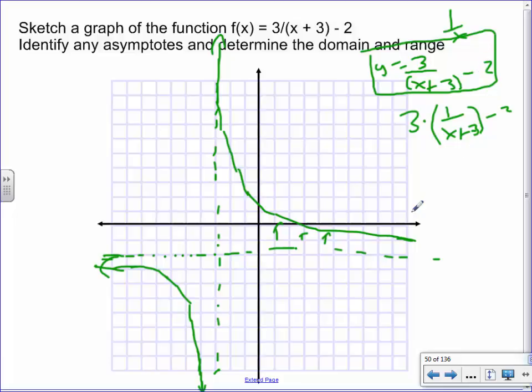So, okay, let's talk domain and range. Let's just keep it to the simple version here. What's the one value x can't be? -3. What's the one value y can't be? -2, right? Because we took our original reciprocal graph and just slid it down 2, that's all.